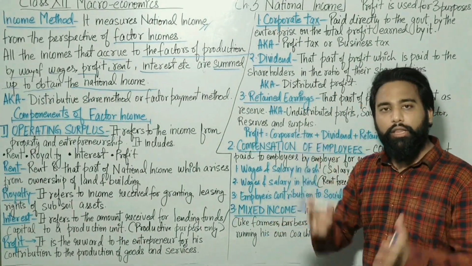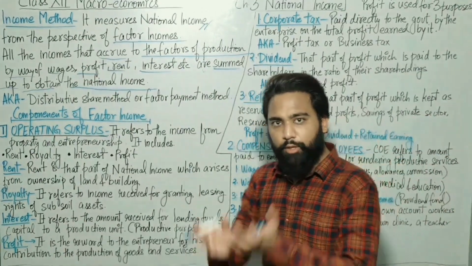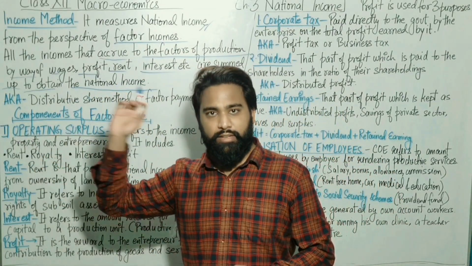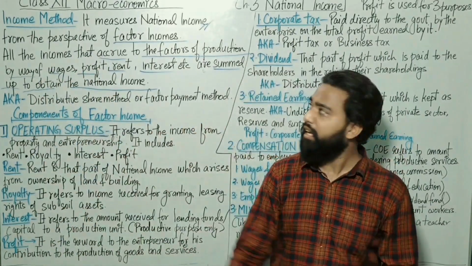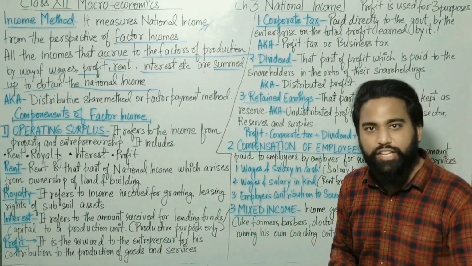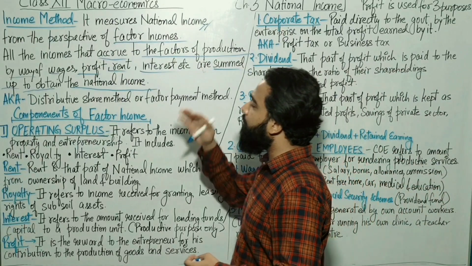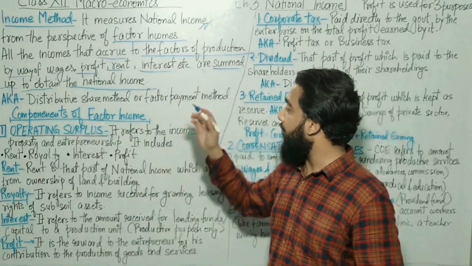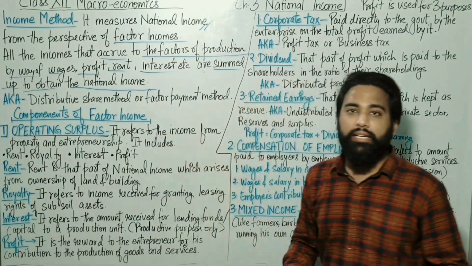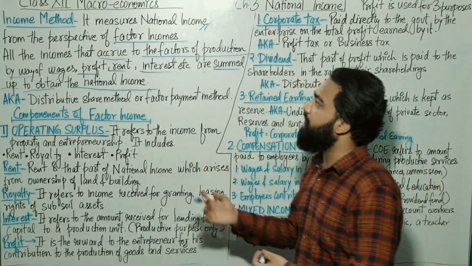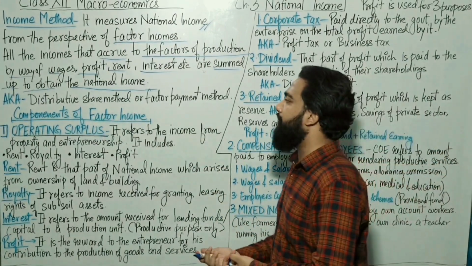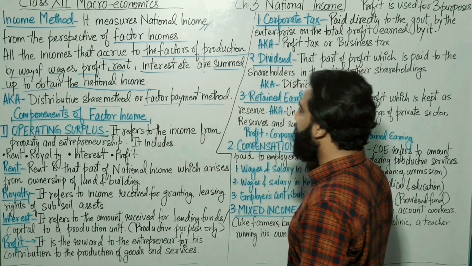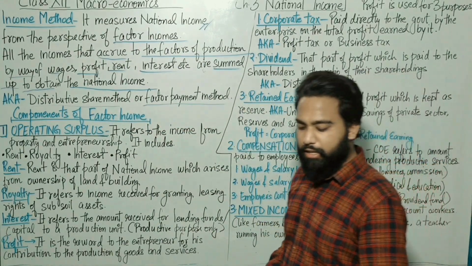Is that clear? All the income of our country, domestic income, and then if we add the NFIA, net factor income from abroad, then we can have the national income of our country. Now, income method is also known as distributive share method and factor payment method. If in the paper it's asked what is the other name of income method, then distributive share method or factor payment method. Is that clear, students?